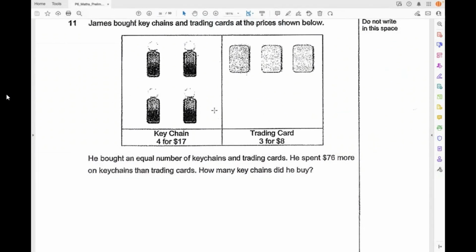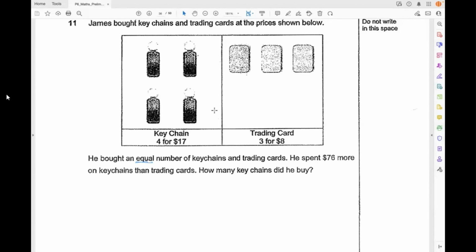Okay, this one is another question that we have done a lot of times. Plenty of times. He bought an equal number of keychains and trading cards. Equal number is a keyword. So now we know that the keychains must be bought in 4s. No way you can buy 1, 2 keychains. Once you buy, you must buy in packets of 4. Right? Trading cards the same. Each time you buy in packets of 3. Then, if he's going to buy an equal number of keychains and trading cards, what's the minimum he must buy each?